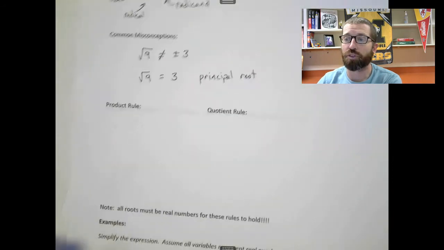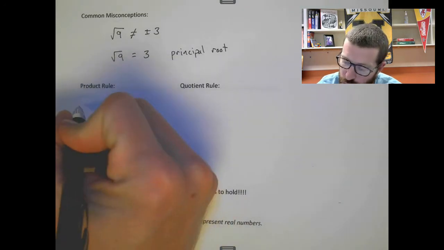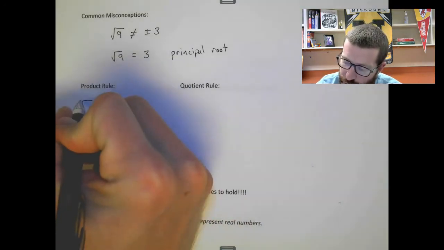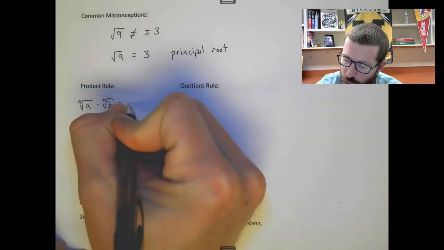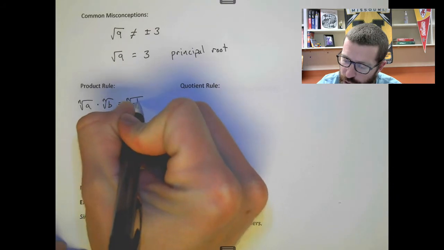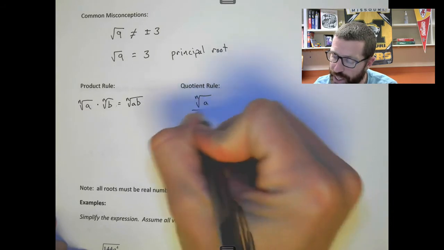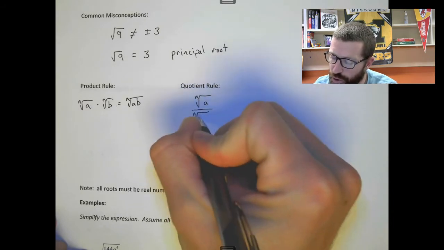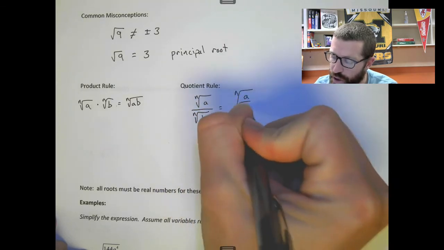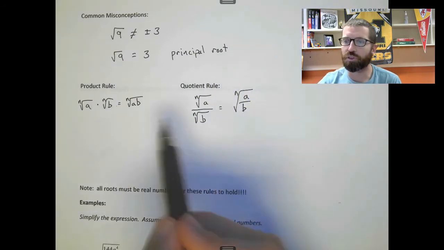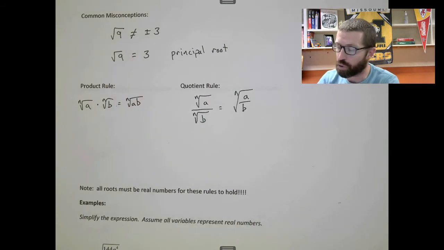Two of the main properties we'll use while talking about radicals in this video are the product rule. If I have the nth root of A times the nth root of B, then I can just multiply what's underneath the radical, A and B. And then the quotient rule is very similar. I can just divide what's underneath the radicals as long as they have the same index. And you can go both ways on this also. You can go left to right or right to left. All roots must be real numbers for these to hold as well.